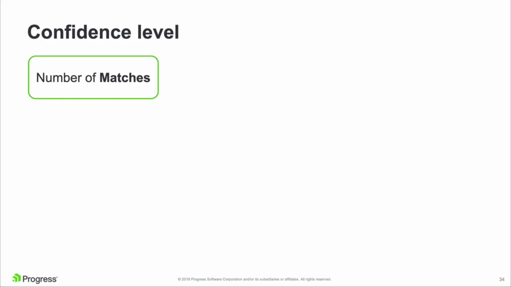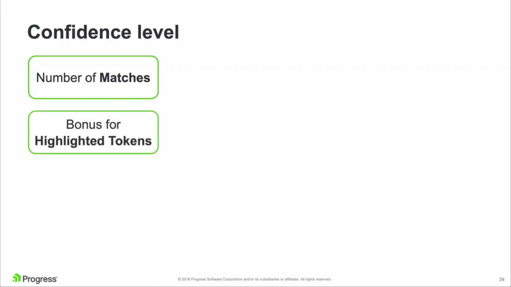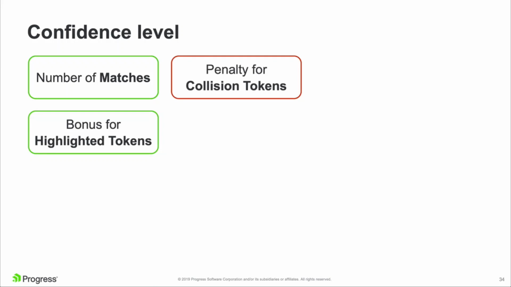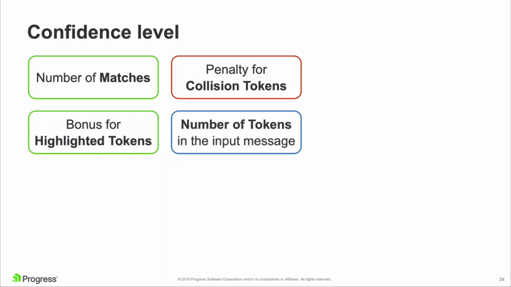But NLP doesn't just choose the most probable expression that matches what the user is saying. It actually also provides us with a confidence level. So if we look at the model and what was matched, we'll look at the number of matches, then we'll take into consideration the bonus for highlighted tokens. We'll also take into consideration the penalty for the collision tokens, so those that were in common between the two sets. And then finally, we also look at the total number of tokens that were provided.